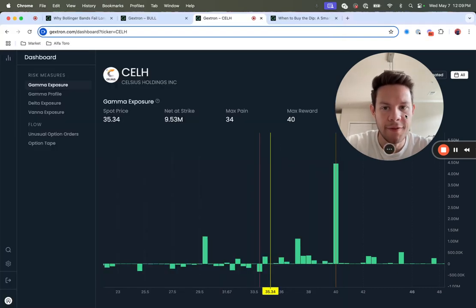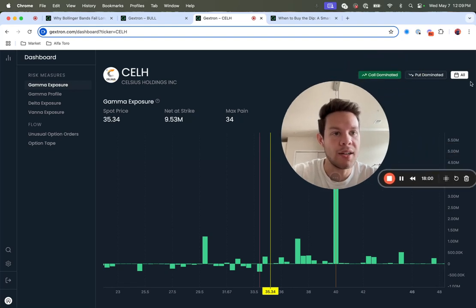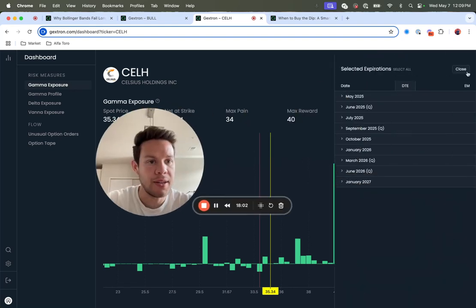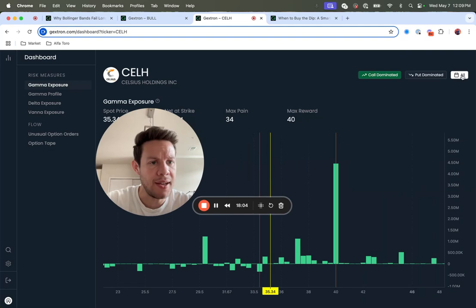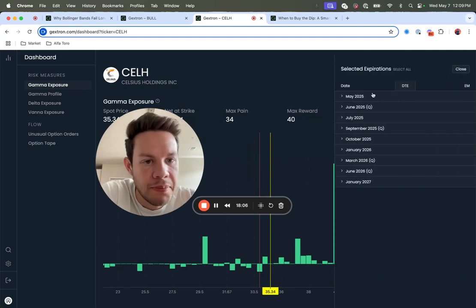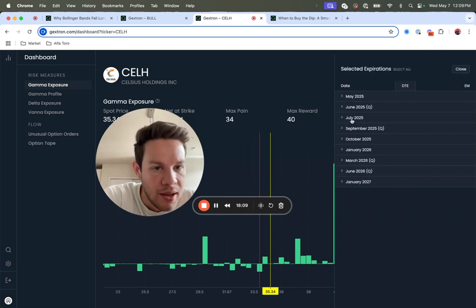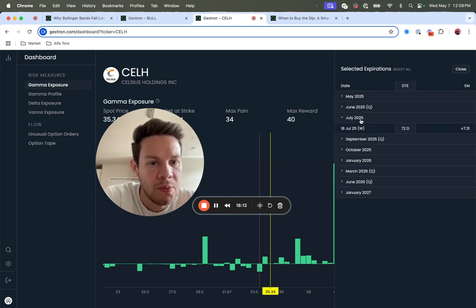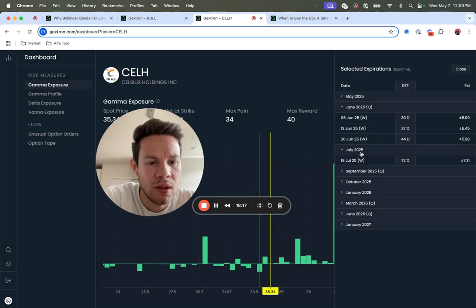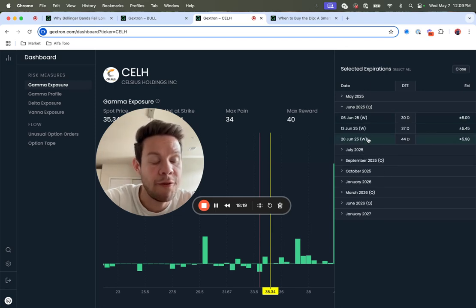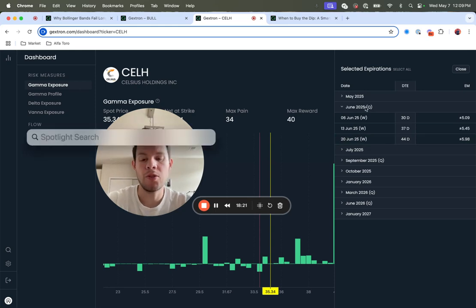Now, with that said, let's figure out the quarterly expected move. We said August 12th. So I click over here on this little calendar icon, and it's categorized by the months. We don't even have August yet. There's no August expiration, so we'll just get the closest nearest one. For now, we'll do June 20th.